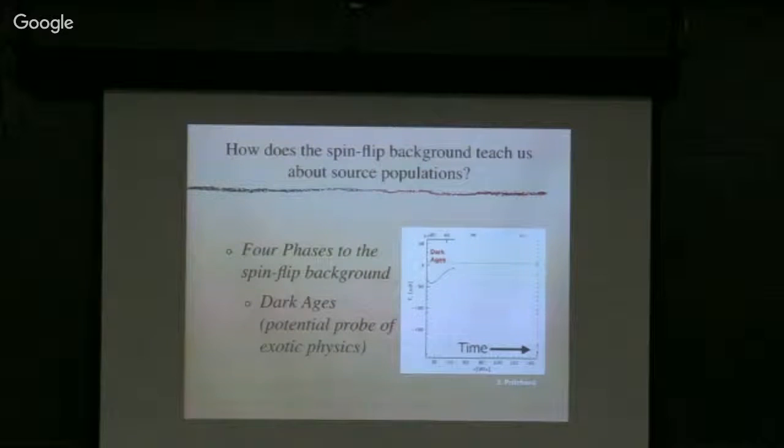We measure it relative to the CMB. So this horizontal line is no signal. And then the y-axis is observed frequency. Cosmic time goes from left to right. So early times here, late times over here.